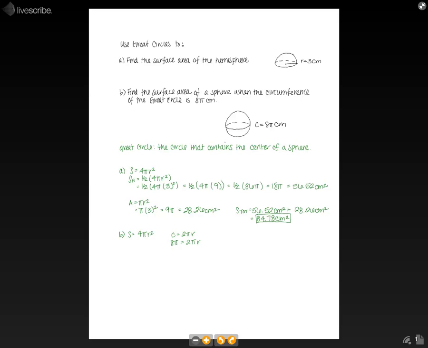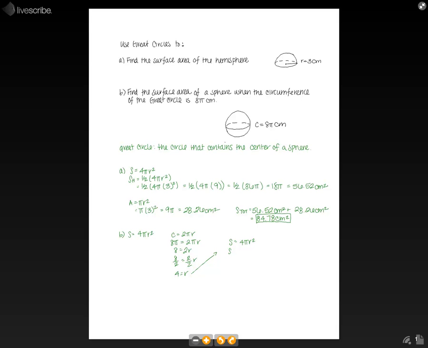If we solve for r, we can cancel out the pi's and we get 8 equals 2r, and then we can divide both sides by 2. So we get 8 over 2 equals 2r over 2, which gives us 4 is equal to r. Now that we know the radius is equal to 4, and since this is a great circle, the radius of that circle is the same as the radius of that sphere, which is great because now we can do s equals 4 pi r squared, and plug in 4.